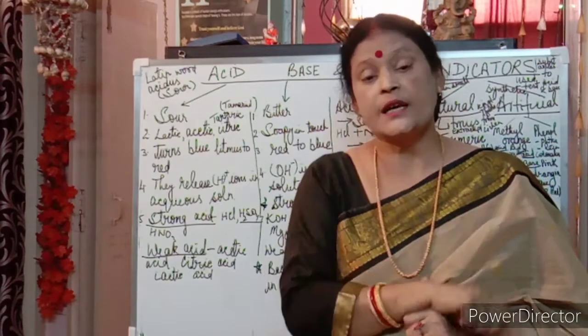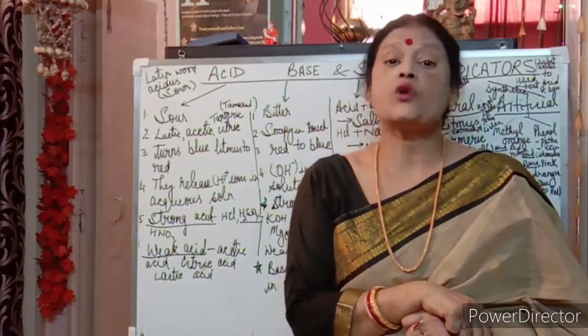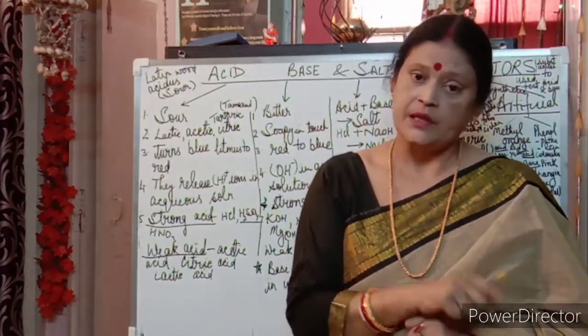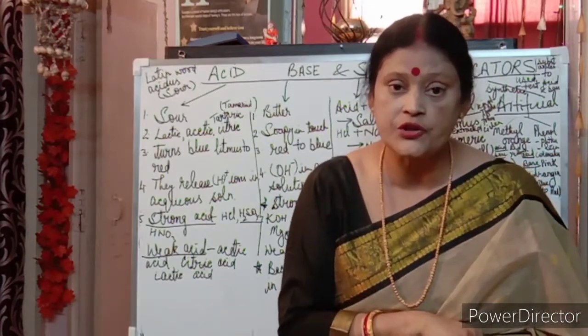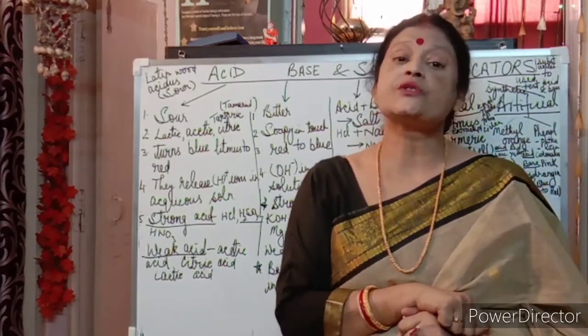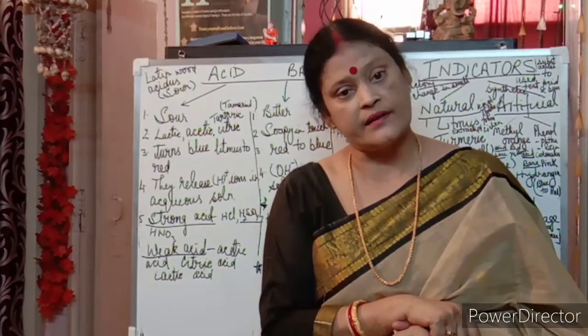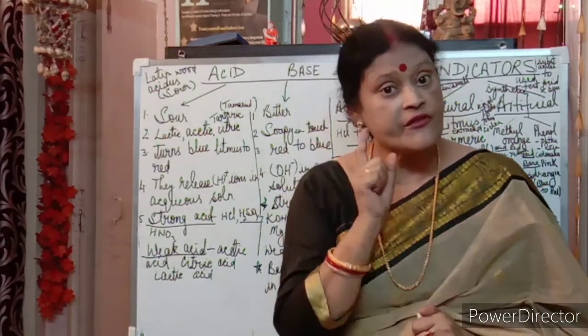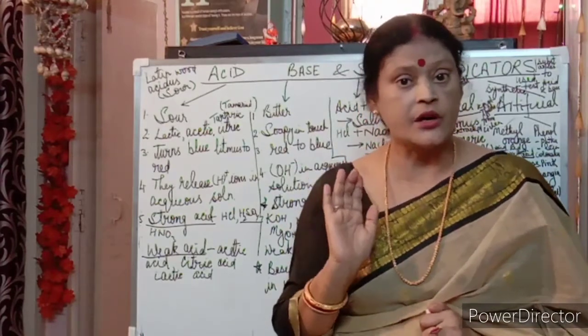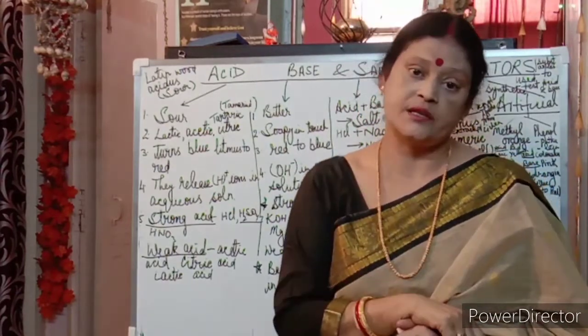Now, the third property, litmus I'll discuss later. Third property: when acid is dissolved in aqueous solution, it releases H positive ions. H positive, very, very important. I'll discuss right now what actually the H positive ions are.